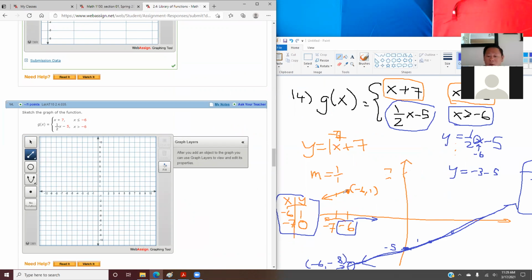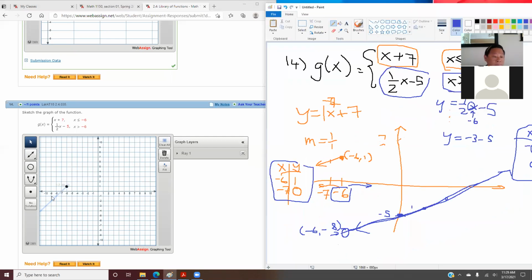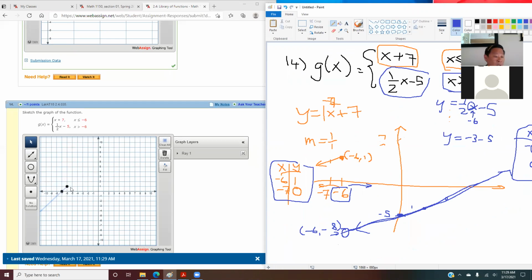For this one, we will draw from -6, 1. So -6, 1, which is this one. And then the next point is -7, 0, which is this one. So this is the graph for the orange one. Got me? Yep. And they all are closed circles because there is an equal sign here. So they all have to be closed.